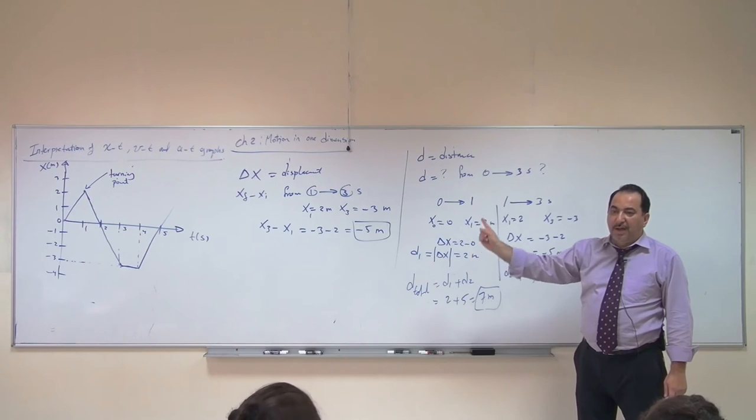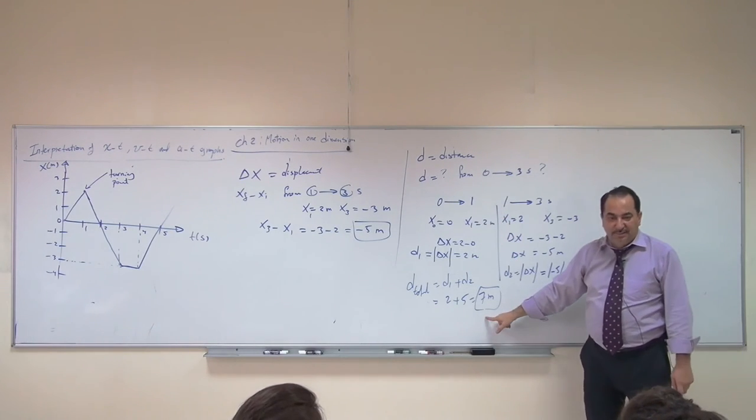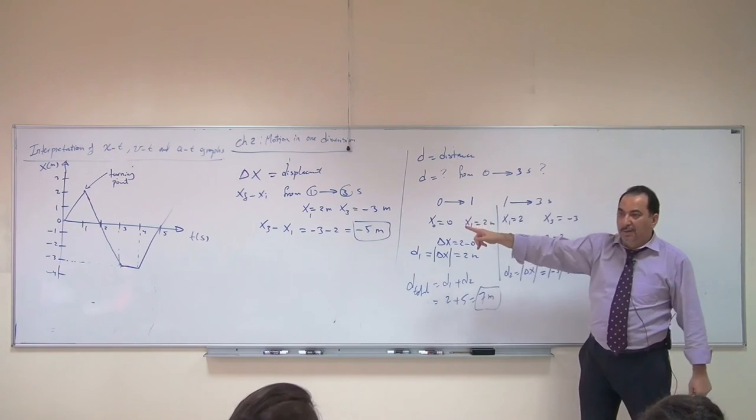Minus 3, minus 0, minus 3. But look at the distance. It's different, yeah? They are not equal because of the turning point.